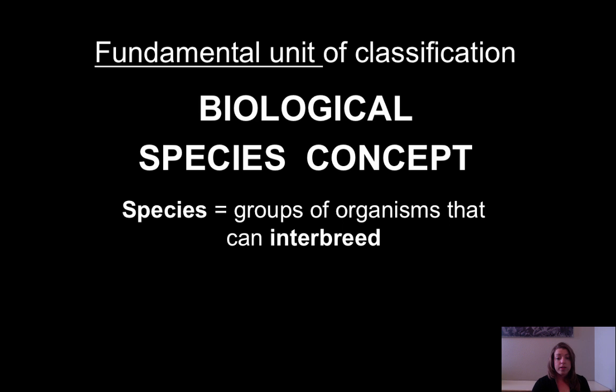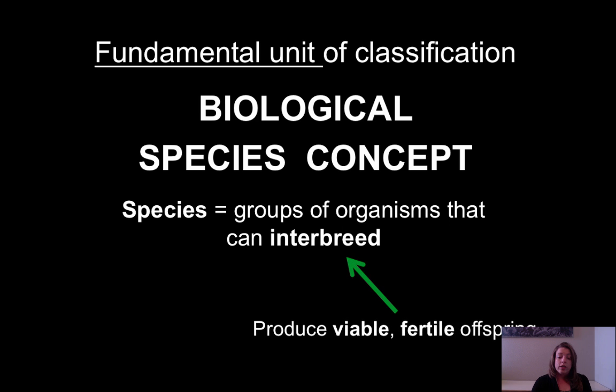And remember, those babies have to be like them. So we can't just have interbreeding individuals. We see hybrids all the time, but those babies have to be viable and fertile. So a species is a group of organisms that can interbreed and produce viable, fertile offspring. Okay? That's the biological species concept.